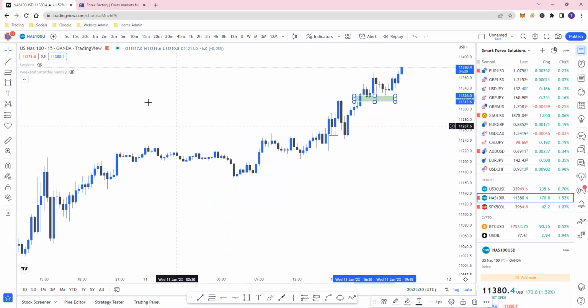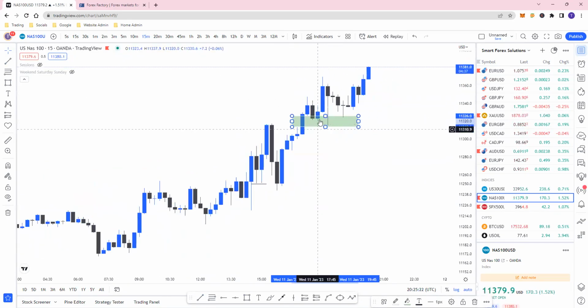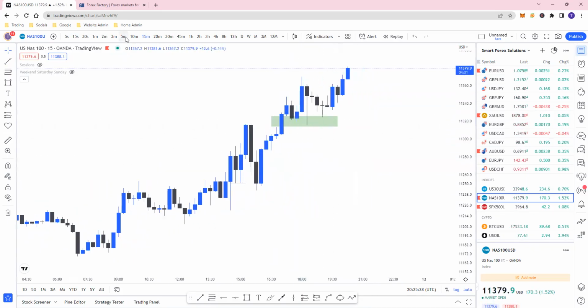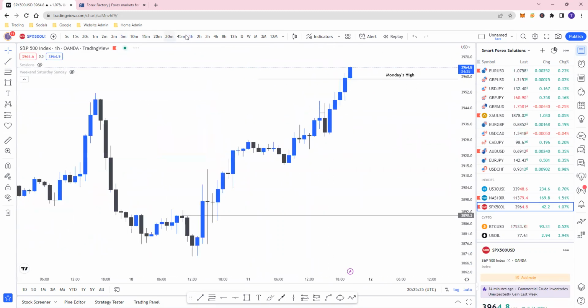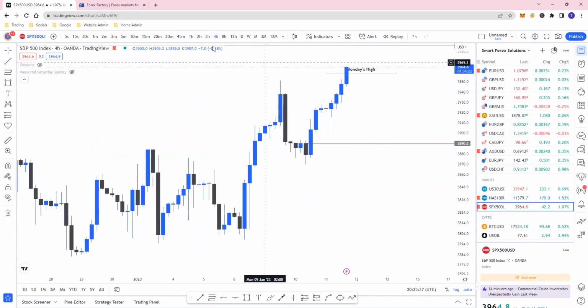But we've not got any targets, so there's no point taking this entry. But if you're playing within imbalance and an order block, that there is a really nice entry to take price higher. And after here, there's nothing. It's just too choppy. Looking at S&P, again, we've taken Monday's high.